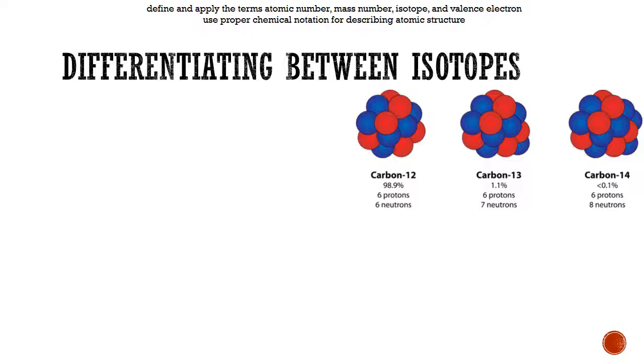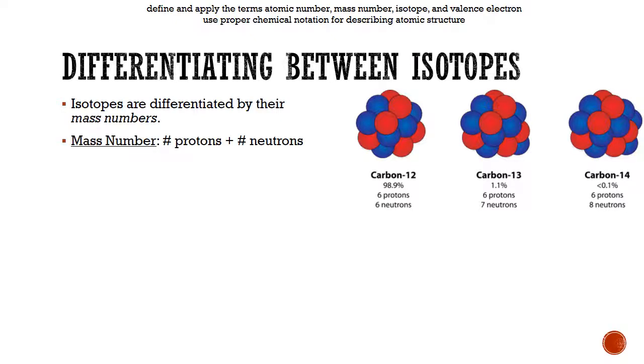So using this idea, these same carbon atoms as an example, let's take a look at what we call mass numbers. Isotopes are differentiated by mass numbers. The mass number of any atom is simply the number of protons plus the number of neutrons. Note, this mass number is not on the periodic table. You can't look at a periodic table and find the mass number for an atom because the mass number only applies to one particular isotope.